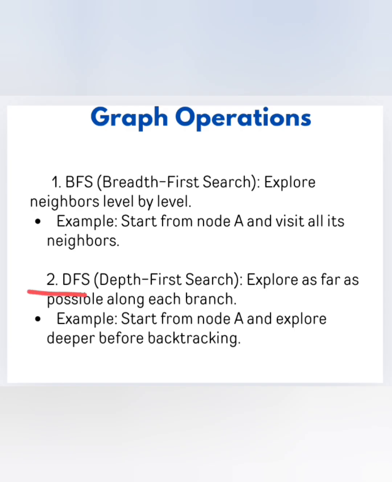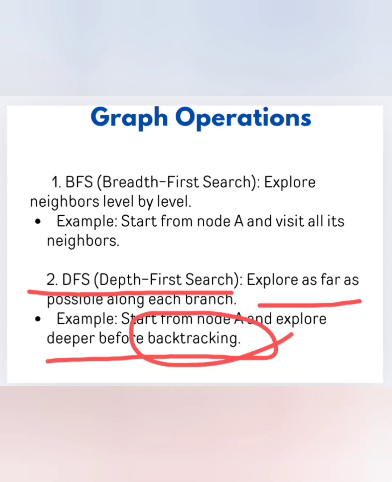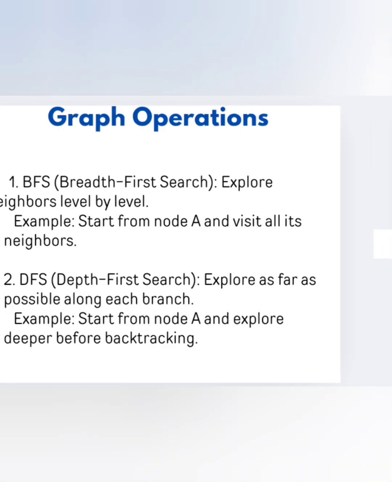And DFS is the depth first search operation, which can also be performed on a graph. It explores as far as possible along each branch. For example, it starts from a node A and explores deeper before backtracking. What backtracking is and how the graph data structure works, we will see in detail in upcoming videos.